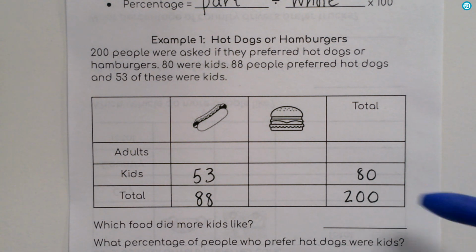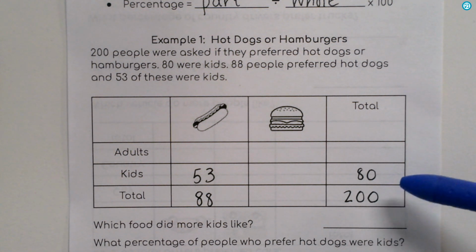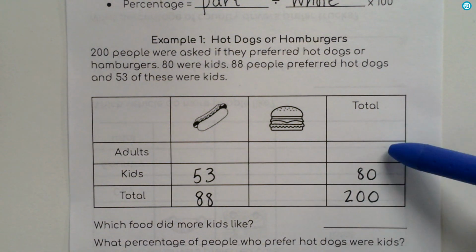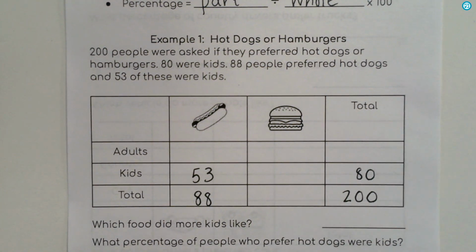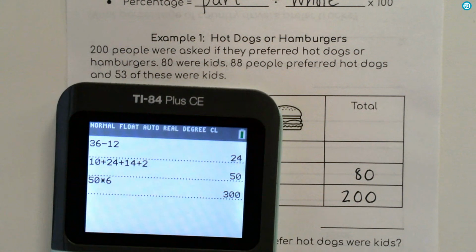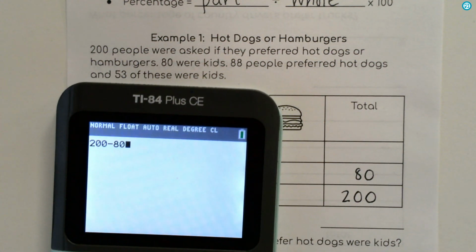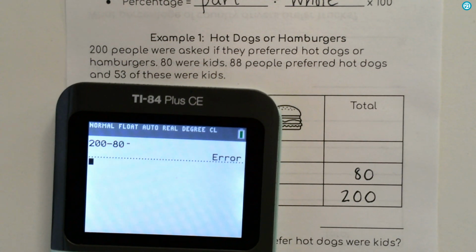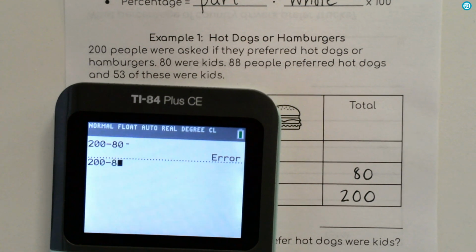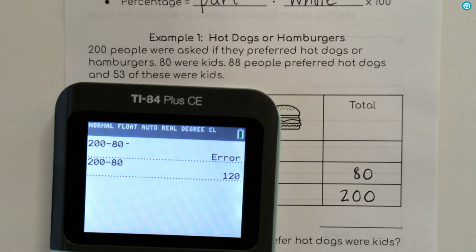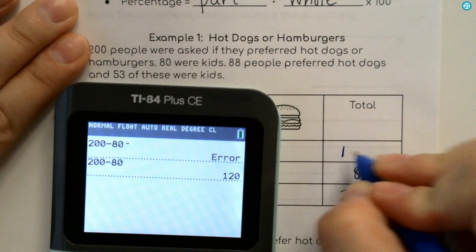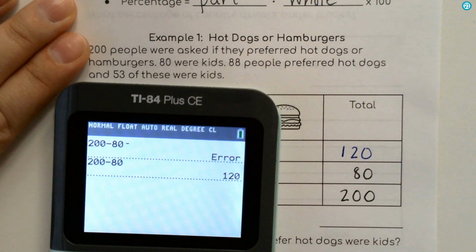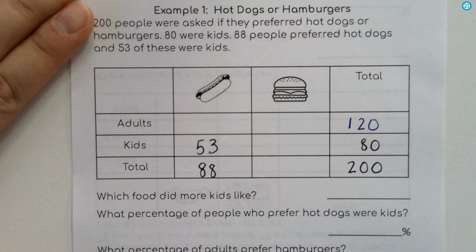So for example, I know there was a total of 200 people, and I know that 80 of them were kids, so the rest of them had to have been adults. So I can take that 200, subtract 80, and I get that 120 of them were adults. So that can go right here. 120 were adults.